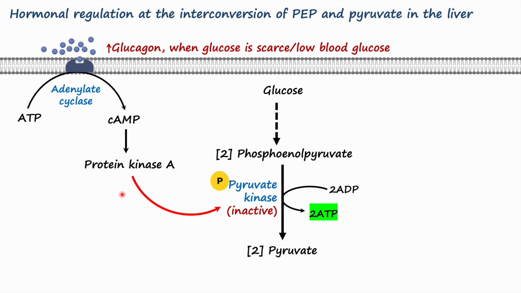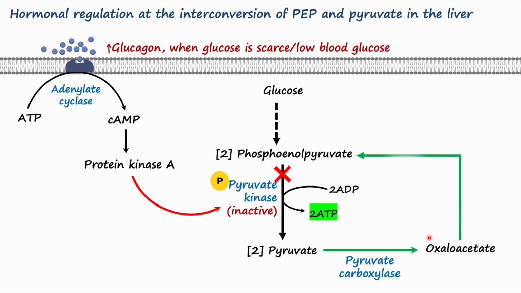And because the pyruvate kinase enzyme is now inactivated, phosphoenolpyruvate can no longer be converted into pyruvate, and therefore pyruvate will be directed, or carboxylated, into oxaloacetate with the help of the pyruvate carboxylase enzyme. Oxaloacetate is then converted into phosphoenolpyruvate with the help of the phosphoenolpyruvate carboxykinase enzyme, or PEPCK, and phosphoenolpyruvate is then converted into glucose through a series of reactions.